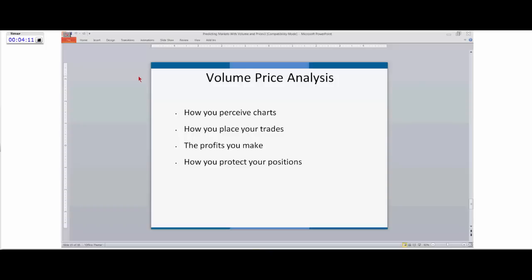It shows you how to perceive your charts, where to place your trades, the profits you make, how to protect your profits, etc.